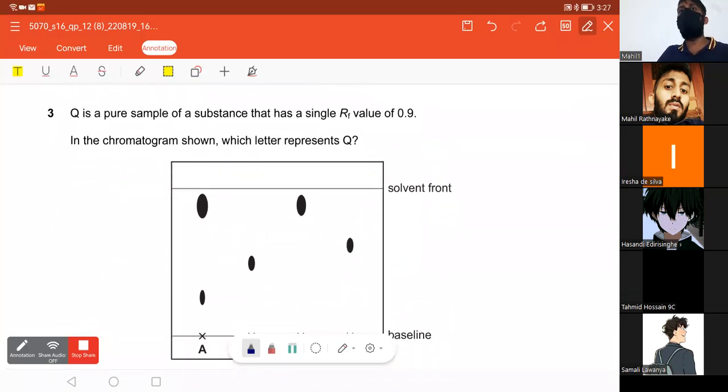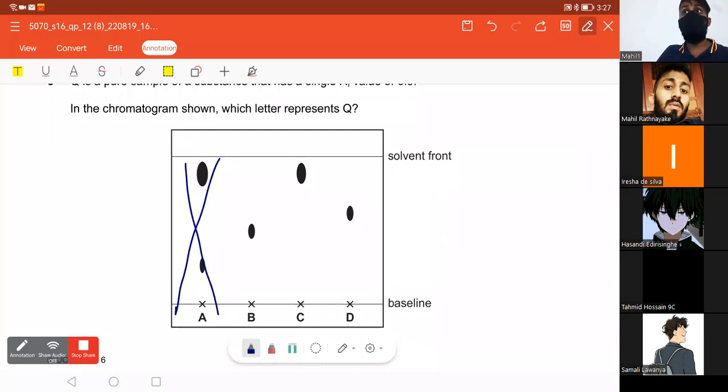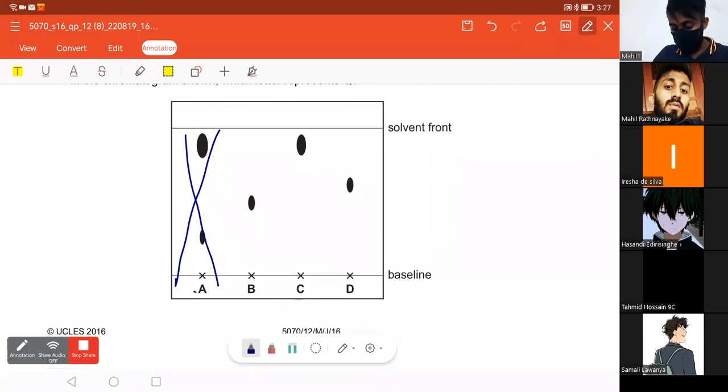Pure substance. Pure means only one spot. Am I correct? Therefore, which answer is wrong? A is wrong, because A is okay for a mixture. It is not a mixture. Pure substance. Answer is B, or C, or D.